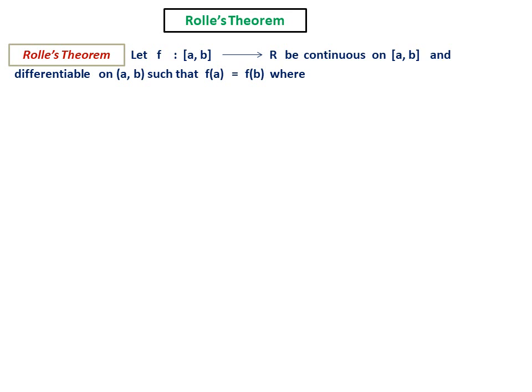That means the value of the function at the end points a and b must be the same, and a and b are some real numbers. Then, if these three conditions are satisfied, underline them: the first is continuous on the closed interval, the second is differentiable on the open interval, and the third is f(a) must be equal to f(b). That means the value of the function at end point a and end point b both must be the same. If these three conditions are satisfied, that is what Rolle's theorem says.